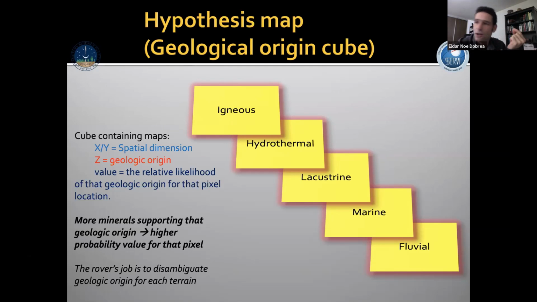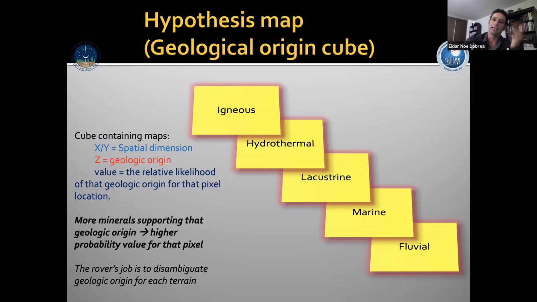For example, in the case of the pyroxene, the pixel number of the igneous map goes up by 1, but none of the other ones get values for that one. On the other hand, when you find saponite, where you could actually have any of these other origins, the pixel for each one of those other planes goes up by 1.